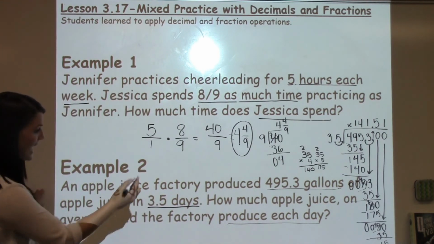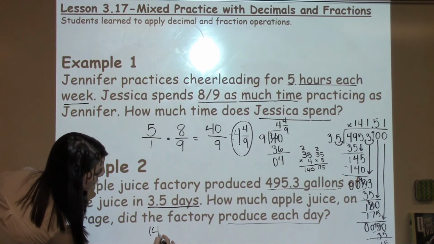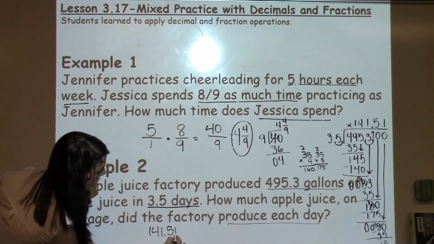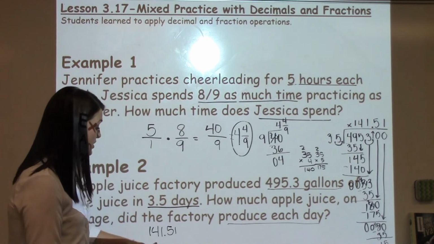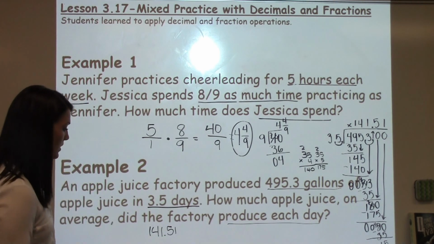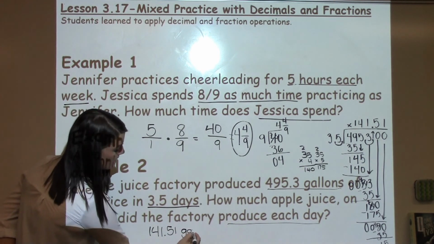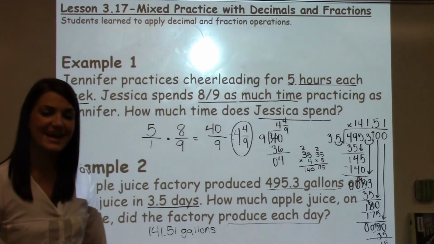So how much apple juice on average did the factory produce each day? 141 and 51 hundredths. Now, if I wanted to keep going, I could then round that 51 and make it a little bit nicer to work with, but this would work as well. So each day, this is about how much juice that they produced.